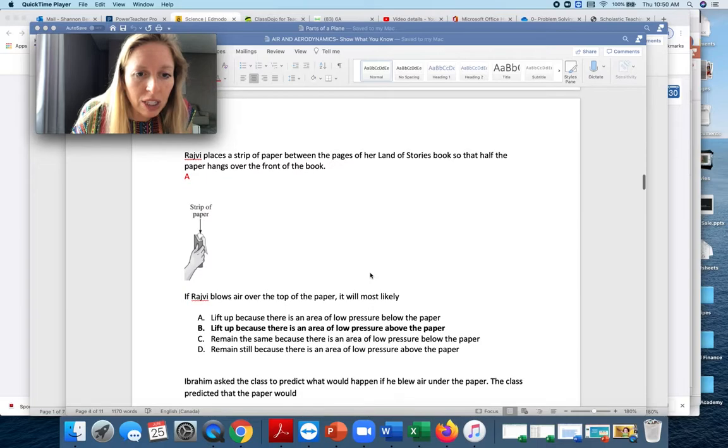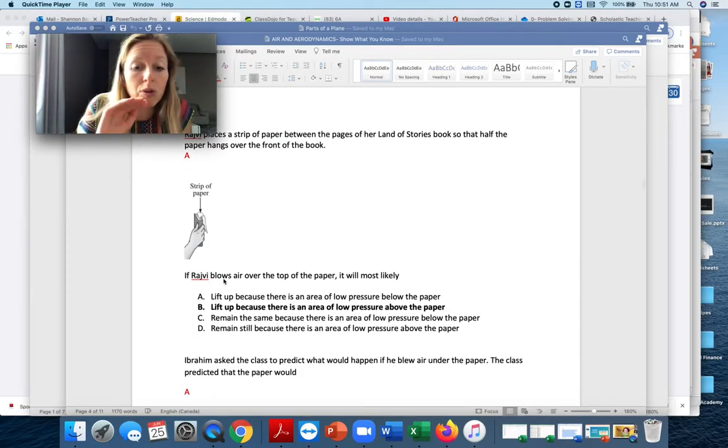Number 5, Rajvi places a strip of paper between the pages of her book so that half the paper is flying out. We did this experiment together as a class. As Rajvi blows over the top of the piece of paper, what's most likely to happen? The paper will lift up. That's right, because there is low pressure above the paper.